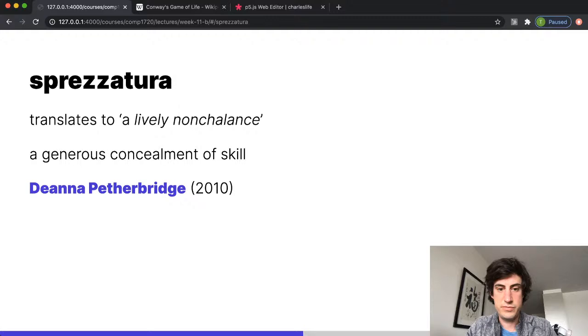Basically, in sprezzatura, we're looking at this idea of mastery as nonchalance. It's an Italian word that literally translates to a lively nonchalance. It comes out of courtly behavior, of someone who doesn't try very hard because they're so skilled. They try to hide how skilled they are as a form of generosity to the person they're talking to, or the viewer, or whatever.